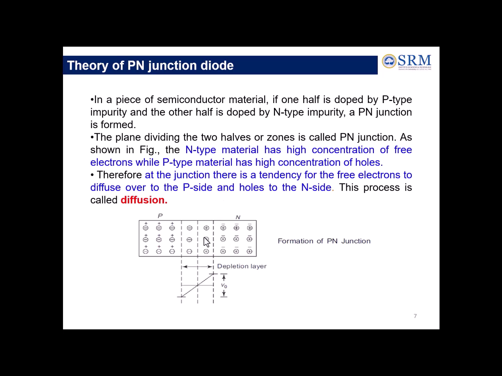The n-type material, as we see, has a high concentration of electrons, whereas the p-type material has a high concentration of holes. So at this junction, what happens? These free electrons have the tendency to diffuse to the p side, and the holes, because of their excess, try to diffuse and go to the n side. This process is called diffusion. Diffusion has happened.